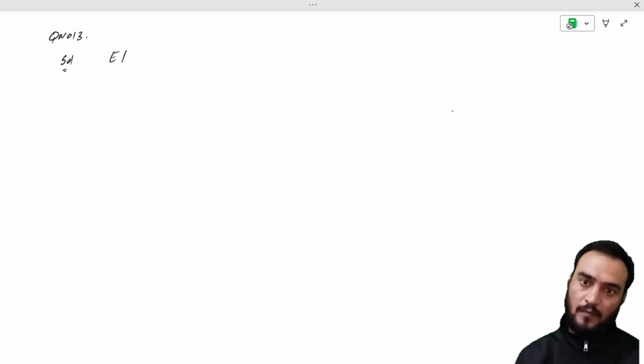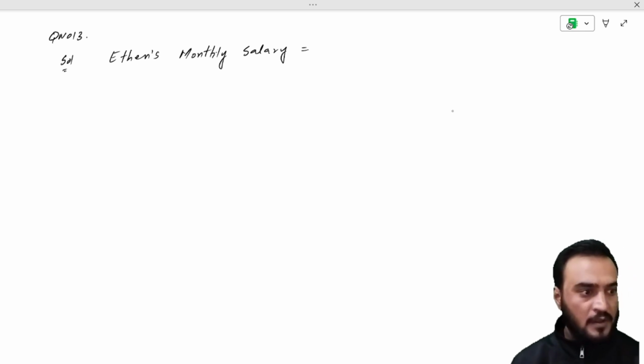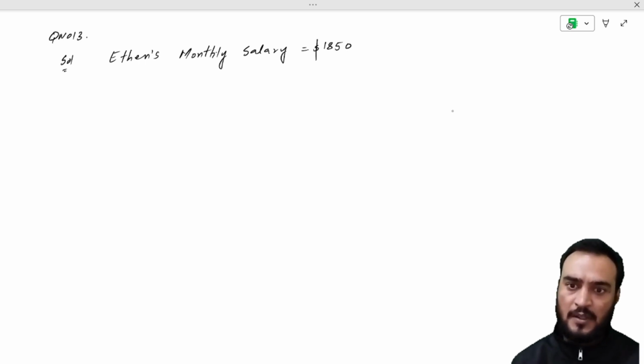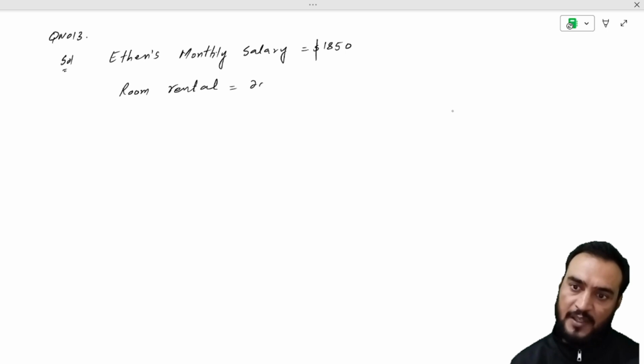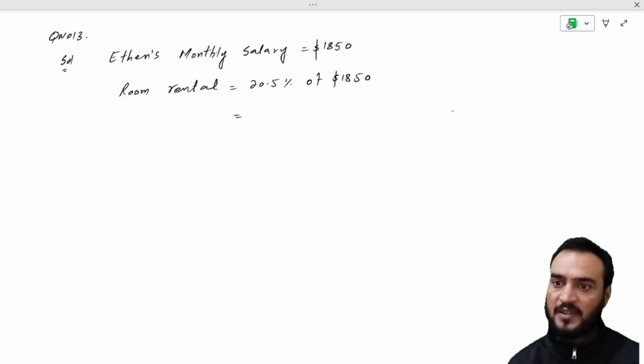Solutions. Ethan's monthly salary is equal to $1,850. He spends 20.5% on room rental. So room rental is equal to 20.5% of $1,850. So first we find 20.5% of 1850.